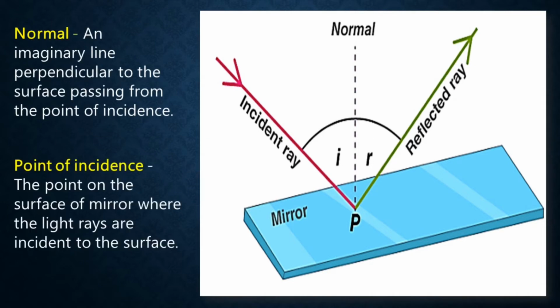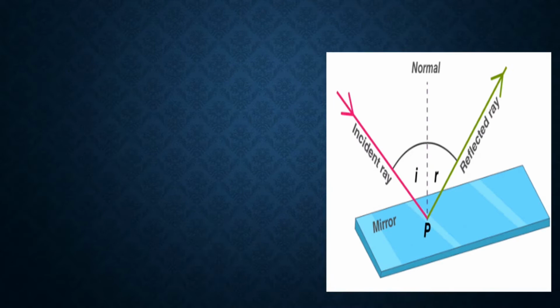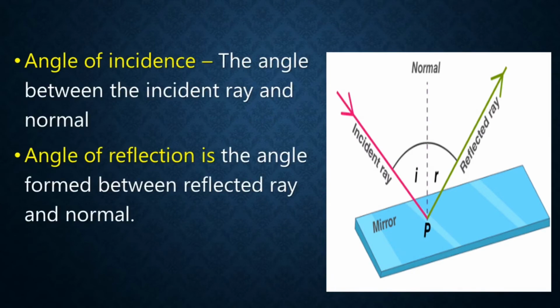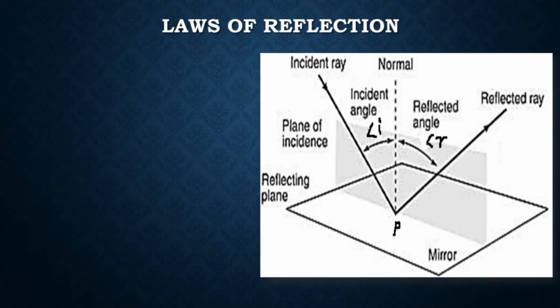Notice the two angles marked in the figure, angle I and angle R. These are called angle of incidence and angle of reflection. Angle of incidence is the angle between incident ray and normal, and angle of reflection is the angle between reflected ray and normal. Whenever reflection takes place from a surface, it obeys two laws.